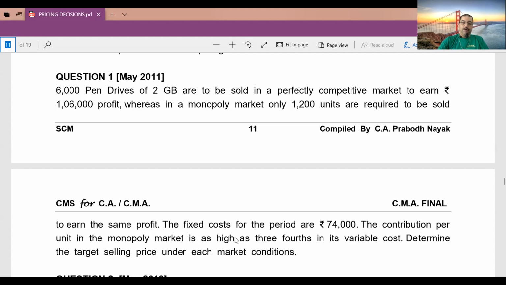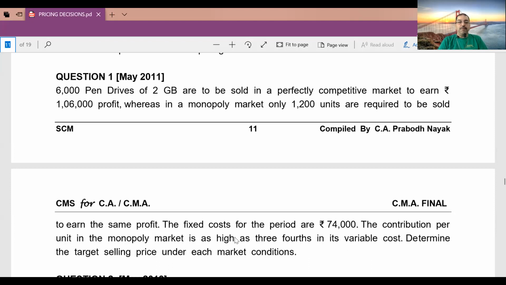Question 1: 6,000 pen drives of 2 GB are to be sold in a perfectly competitive market to earn rupees 1,06,000 profit. A perfectly competitive market is one where you have a large number of sellers selling a similar product, so they have perfect competition amongst them. Entry and exit is free. Anybody can come, anybody can exit.